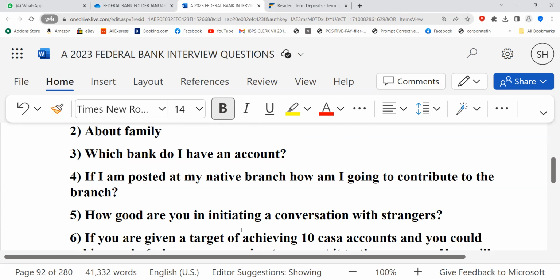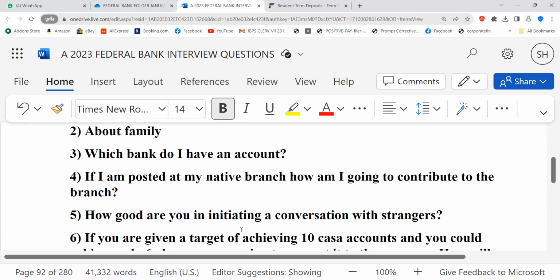I will try to contribute to the bank by asking my friends and relatives to open accounts with my branch. I will ask them to participate in my bank's financial services like taking insurance policies, and also services like lockers, so that it will be beneficial for them as well as for me too, sir. Good, you told nicely.